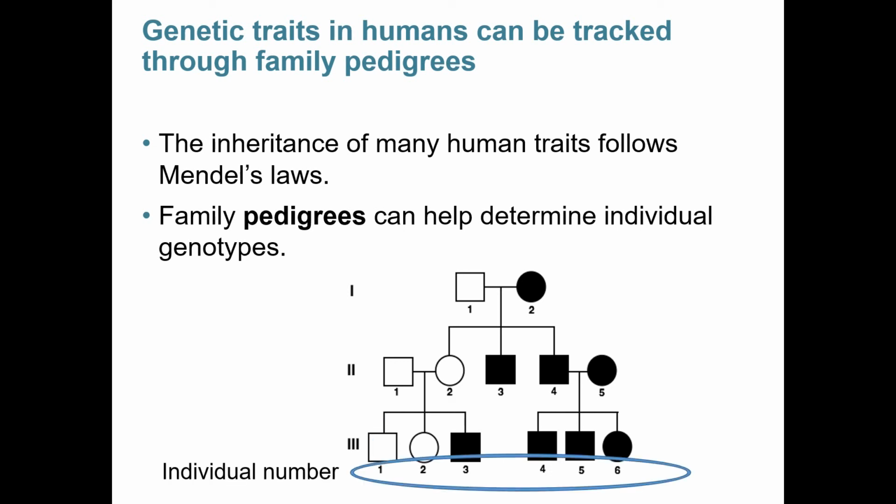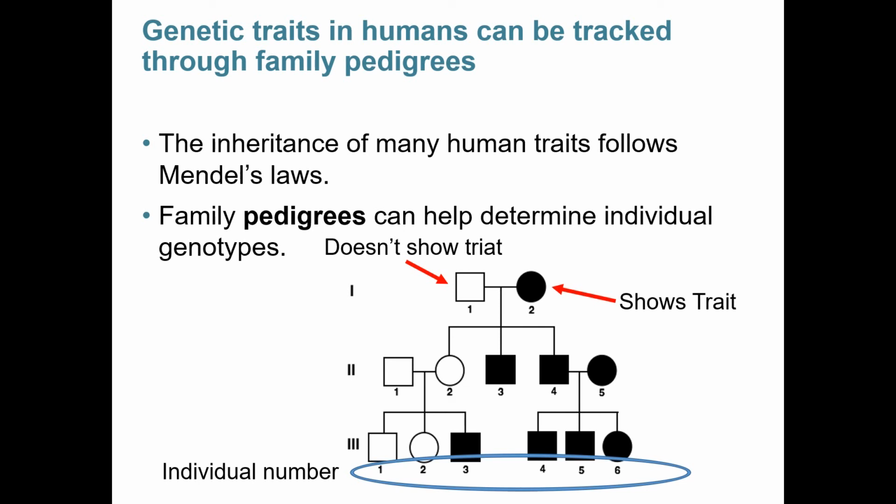Within each generation, we also number individuals so that it's easy to talk about them. So we might say, we want to talk about individual 3 in generation 3. That would be the filled in black box on the bottom row. In addition to this, circles are going to represent females and squares are going to represent males. And individuals that have the trait are going to be filled in, and individuals that don't will be white.